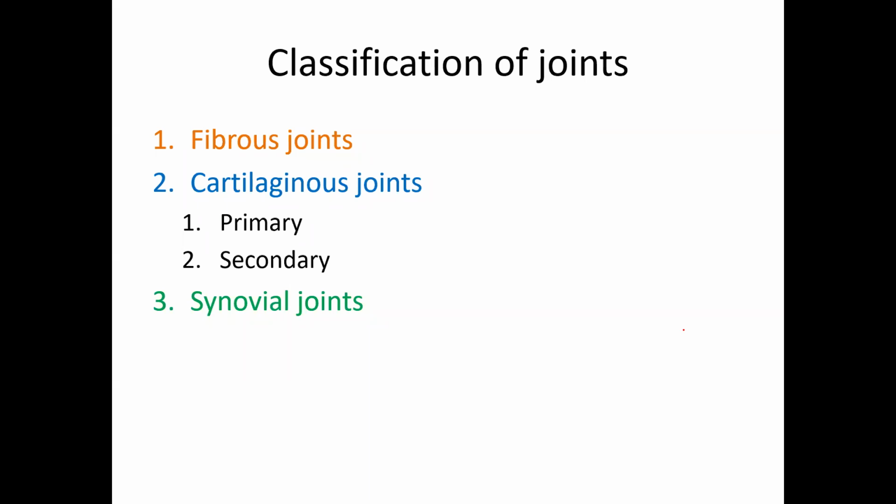Right, so what are these types of joints that you see? It is fibrous joints, cartilaginous joints, and synovial joints, okay? And then cartilaginous joints are divided into two more types, primary and secondary. So we have fibrous joints, primary cartilaginous joints, secondary cartilaginous joints, and synovial joints.